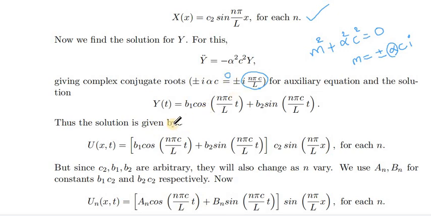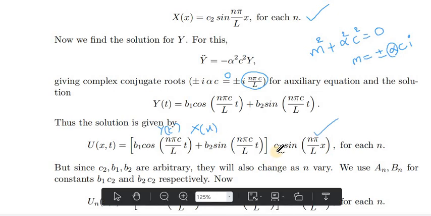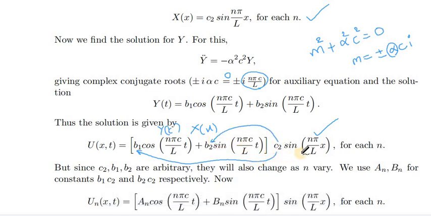Thus the solution of the wave equation can be given by u of x, t is equal to X of x into Y of t, or Y of t into X of x. If you multiply, you can see that the c2 into b1 will become another constant, and the c2 into b2 also becomes a single constant, which I call as A and B. So u(x,t) can be written as A into cos n pi ct by L plus capital B into sin n pi ct by L.